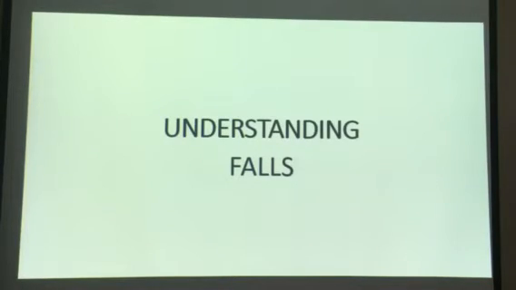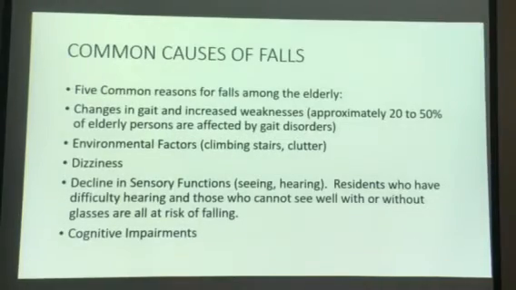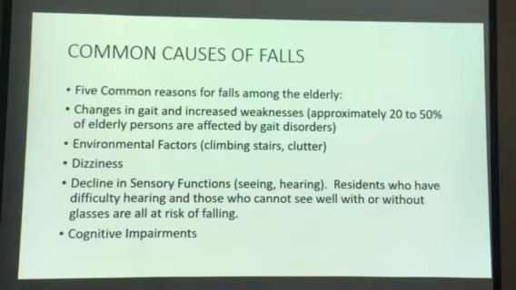Understanding falls. Common causes of falls. Five common reasons for falls among the elderly: changes in gait and increased weakness. Approximately 20 to 50% of elderly persons are affected by gait disorders. Environmental factors such as climbing stairs, clutter in the room, dizziness, decline in sensory functions, seeing and hearing.